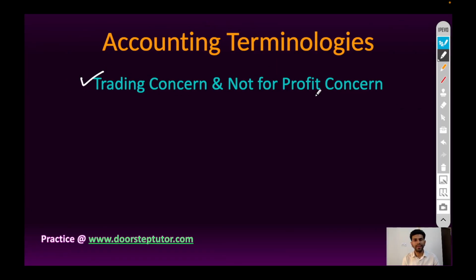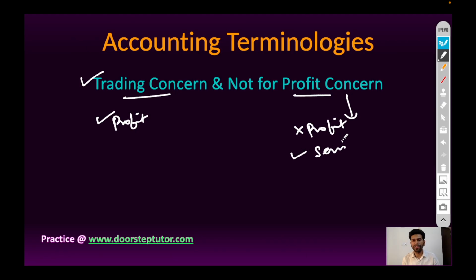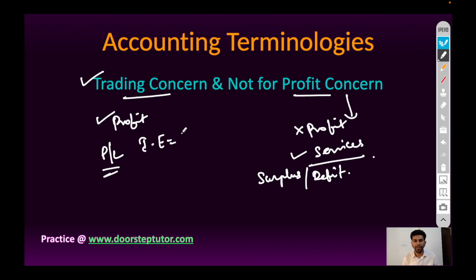Next is trading concern and not for profit concern. The main objective of trading business organization is to earn profit, but the objective of not-for-profit concern is not to earn profit but to provide services. They work for social welfare. Here, either profit or loss will be the result, but here the result will be surplus or deficit. Income minus expenditure is either profit or loss over here, but income minus expenditure, either it results in surplus or deficit.